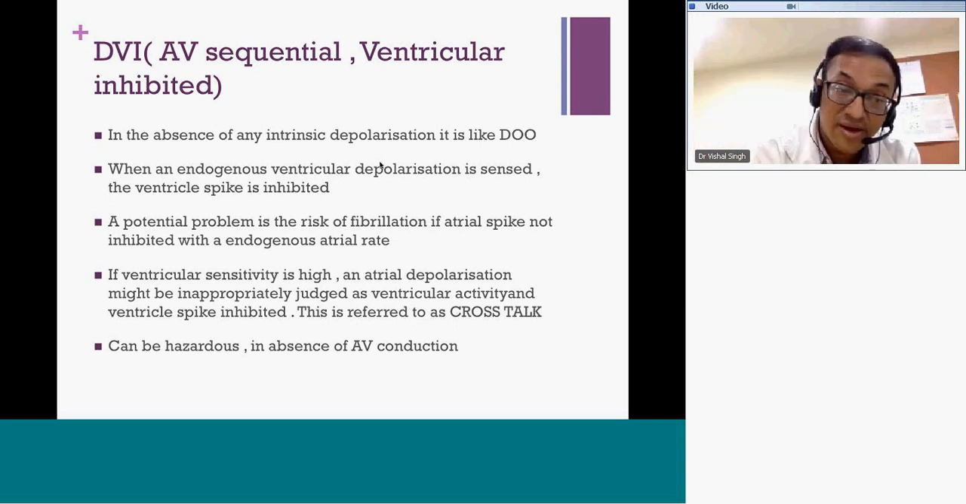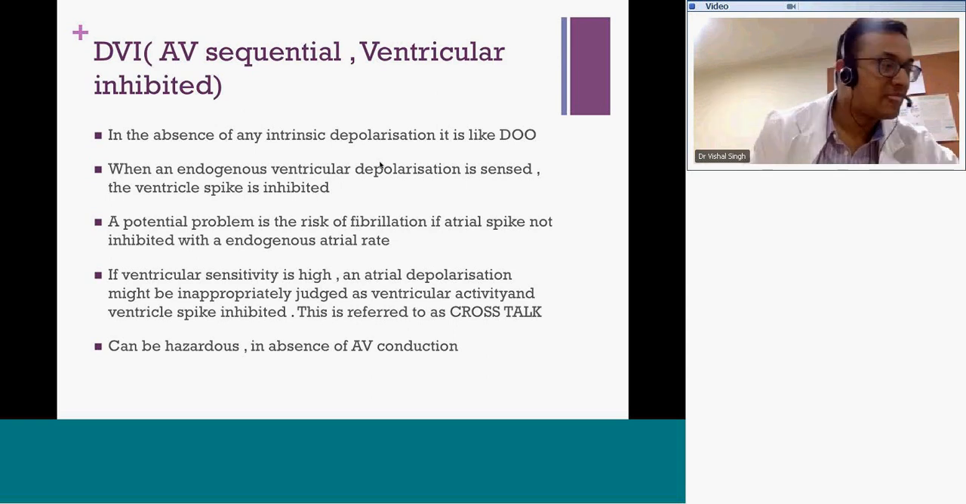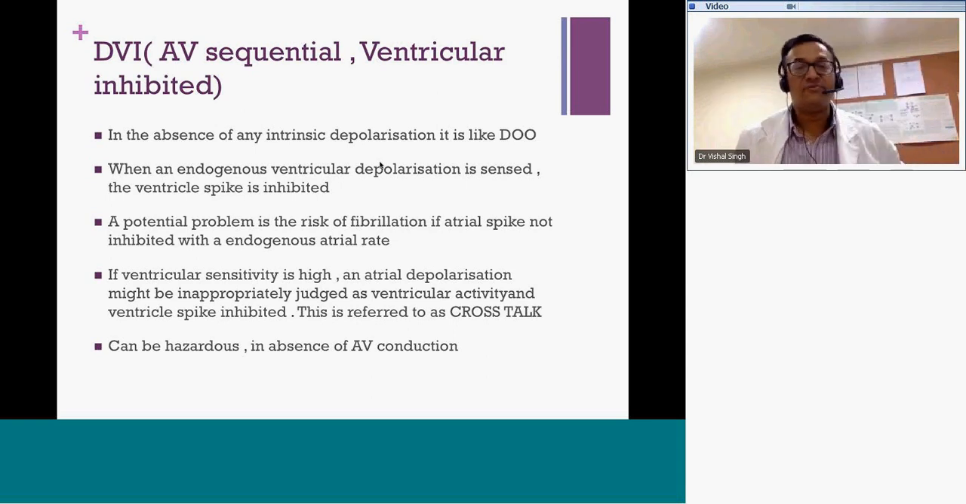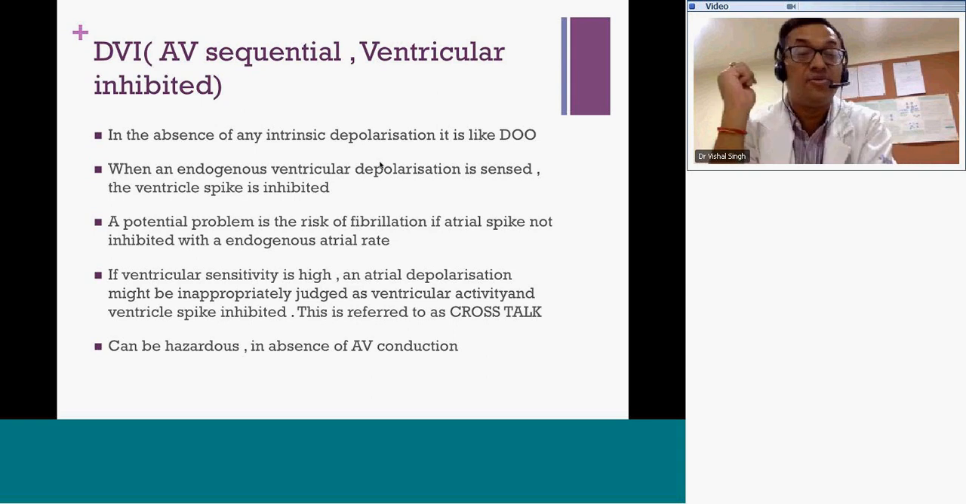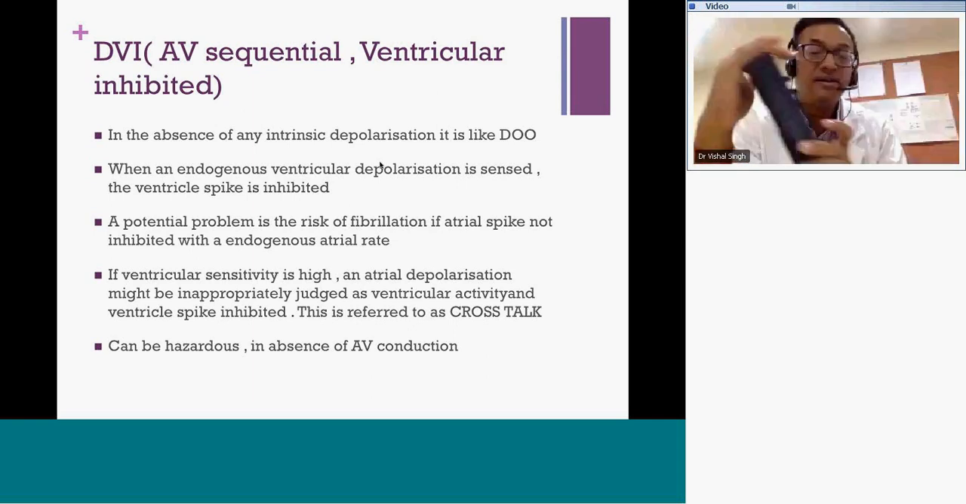And this is hazardous because you have an atria which is contracting, but the ventricle is not getting a conducted beat, because the atrial impulse is sensed by the ventricular channel, it has got inhibited, and you don't have a ventricular output. So basically, the patient is in trouble. That can happen. Remember that if the ventricular sensitivity is kept very high, atrial depolarization may get sensed as ventricular. So hence you have to be very sure that you don't keep the sensitivity value out here.